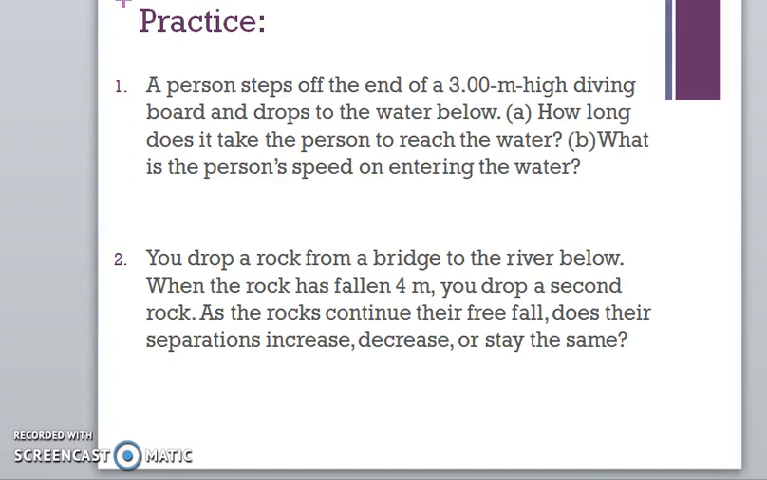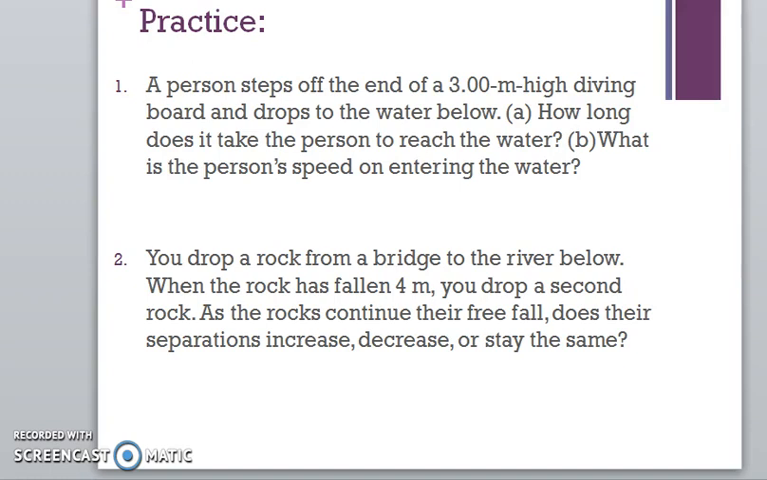Alright everybody, in this video we're going to talk about free fall and using the kinematic equations, because remember, as any object goes through free fall, there is a constant acceleration acting on it, and that's the acceleration due to gravity. So here's a first example.